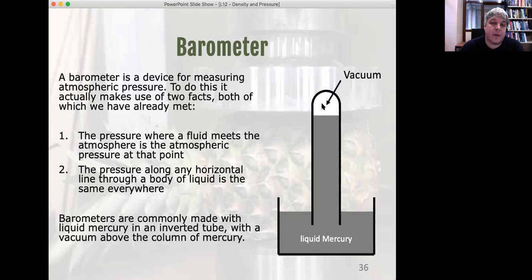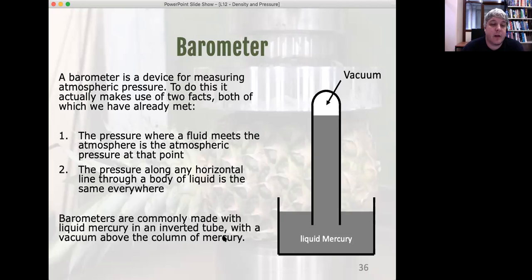Since there is no atmospheric pressure inside this vacuum, the pressure right at the very surface of this liquid mercury is 0. So we've got 0 here, and we've got the atmospheric pressure here that we're trying to measure. The other thing we know is that the pressure along any horizontal line through a body of liquid is the same everywhere. So the pressure along this surface is atmospheric pressure, and if we continue along horizontally, the pressure anywhere along here must be atmospheric as well, that same pressure.